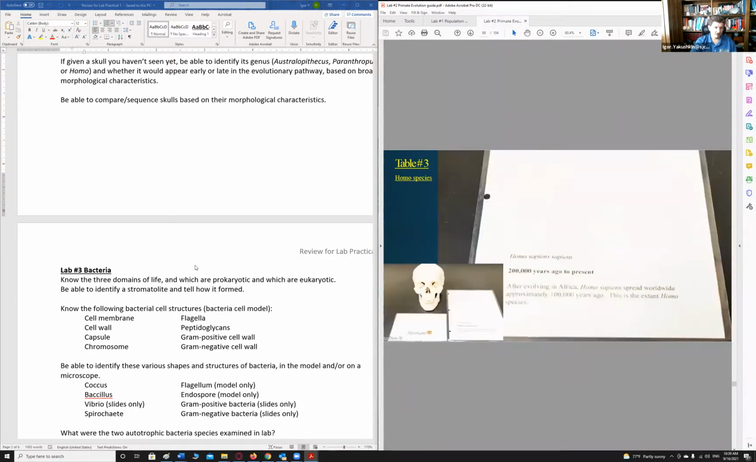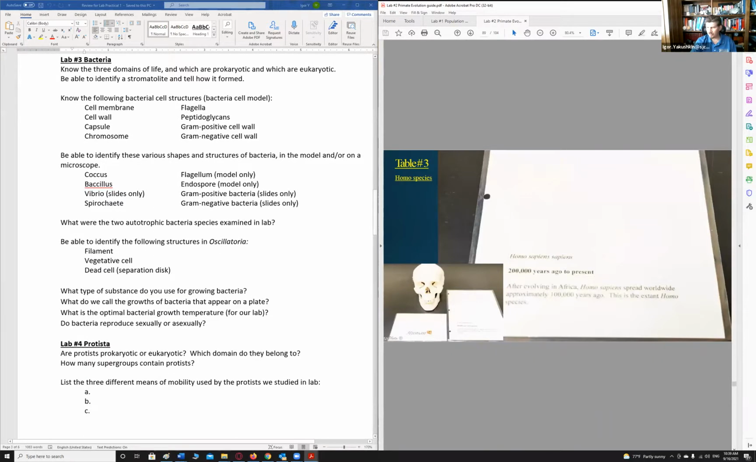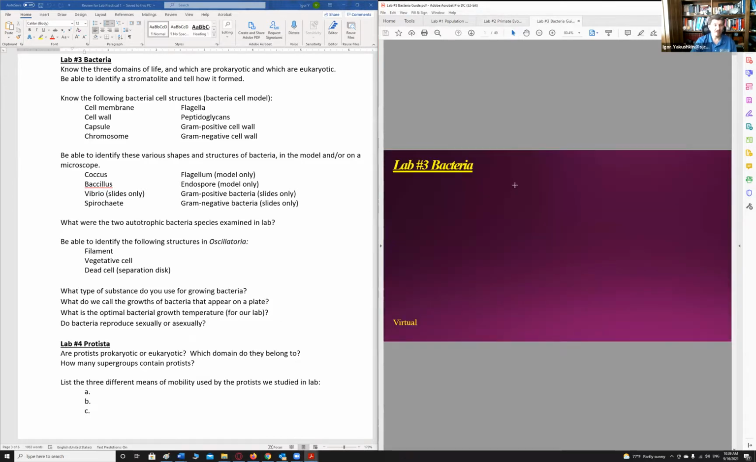Anyway, so next one are the bacteria. For the bacteria part, make sure you will be able to recognize all of the shapes. And we're talking about how many? 4 major shapes: coccus, bacillus, vibrio, and spirochete, or spirillum, either or. Then make sure to be able to recognize on the model the cell membrane and cell wall.